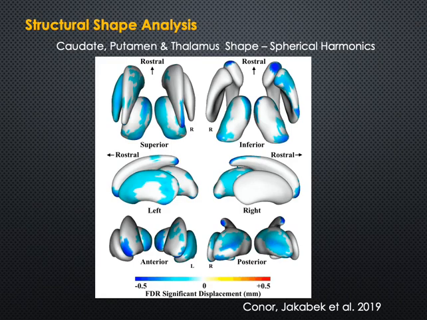Other types of analyses related to morphometry are to try and characterize the actual shape of either the brain or substructures. And so here's an example of a study that is analyzing shape differences in deep brain structures, namely the caudate, putamen, and thalamus. And they're using what's called spherical harmonics to try and model the surface of these structures and compare the differences in the actual shape of those structures.